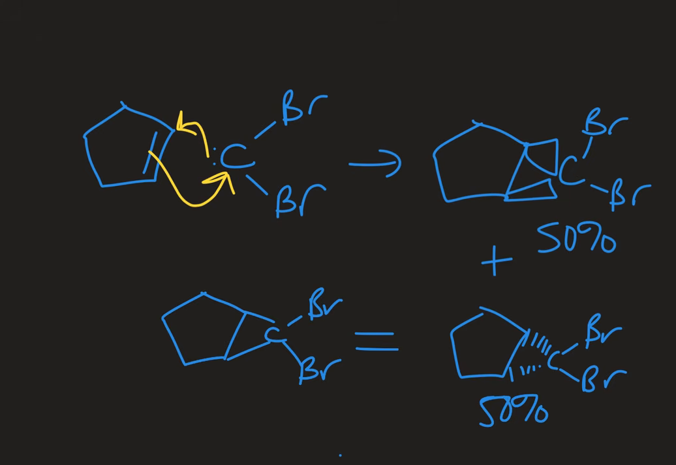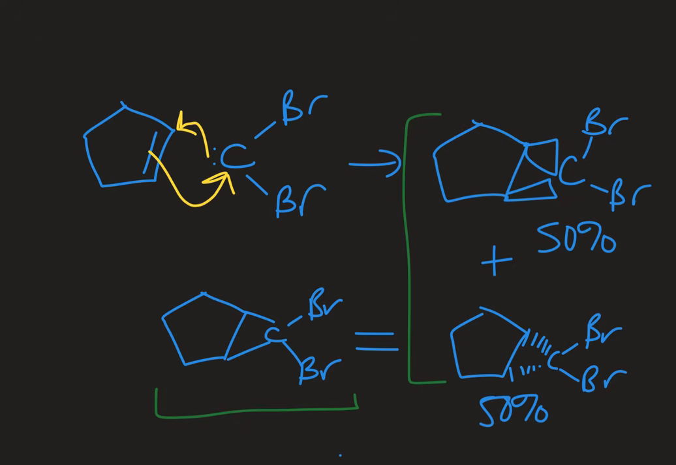So you either have to draw both of these two enantiomers and note their relative 50-50 abundance, or you can just draw the molecule like this, where you don't include stereochemistry, and by drawing it like that, you're indicating that it's not a stereospecific reaction in this case, because the carbene can add to the top face or the bottom face equally.